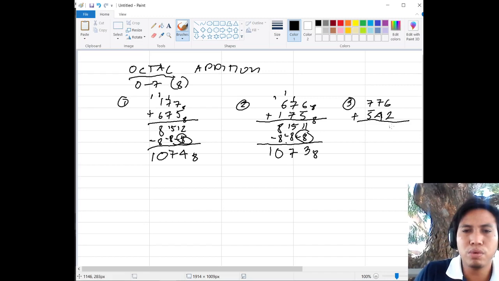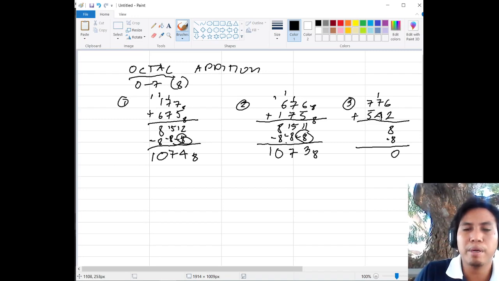So 6 plus 2 is 8. But 8 is not included in the digits of octal. So you need to subtract 8. And 8 minus 8, that is actually 0. Then you carry out 1.